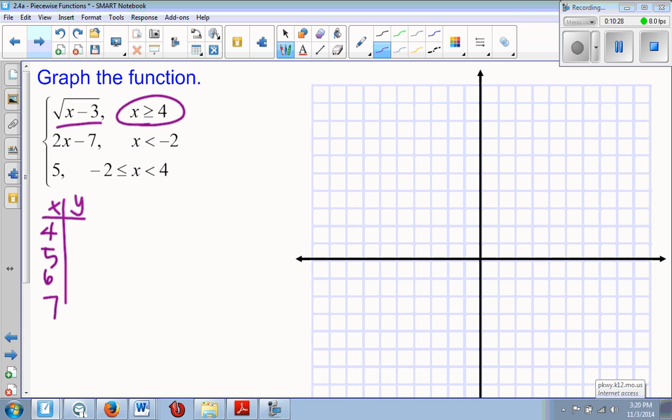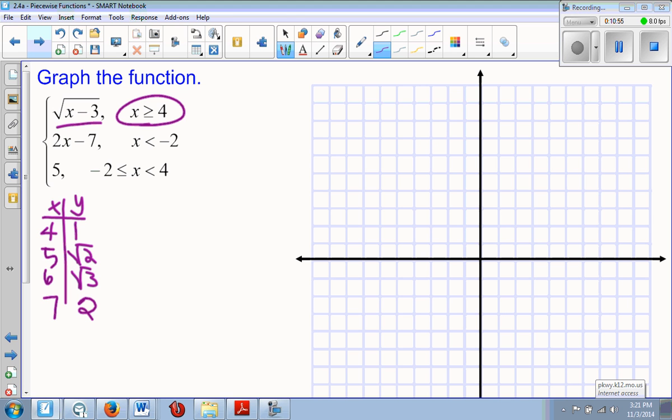If you plug in 4, the square root of 4 minus 3 is the square root of 1, which is 1. Then you're going to get a value of square root of 2, then square root of 3, then 2 because it's the square root of 4. Those numbers are not the prettiest. If you'd like to make decimals for your square roots, you can. It makes it a little bit easier to graph.